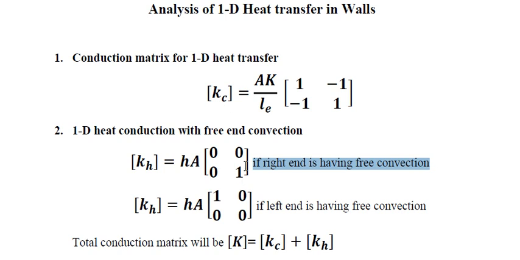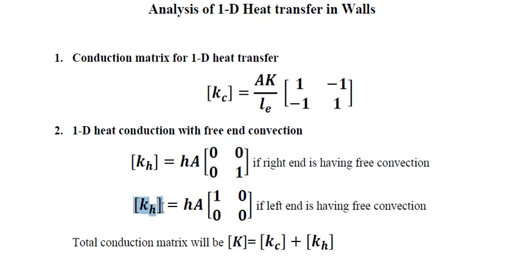Why is the matrix size 2 cross 2? Because the degrees of freedom per element is 2. Each element will have 2 nodes, and at each node the degree of freedom will be 1. Per element, degrees of freedom will be 2. That is why the size of this matrix is 2 cross 2.